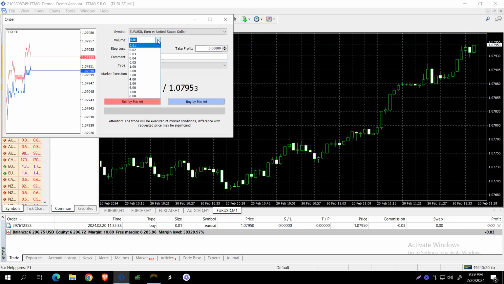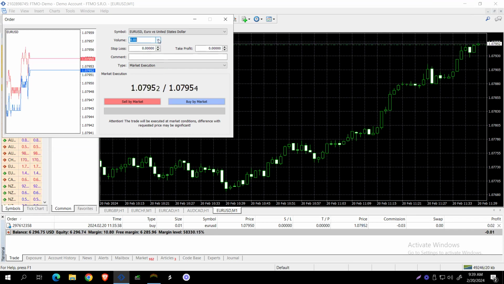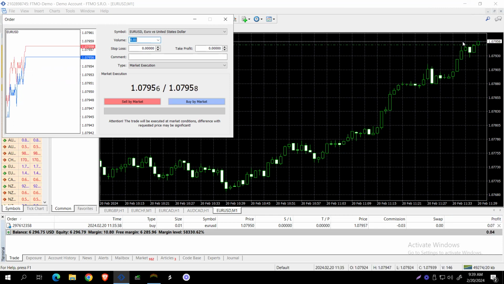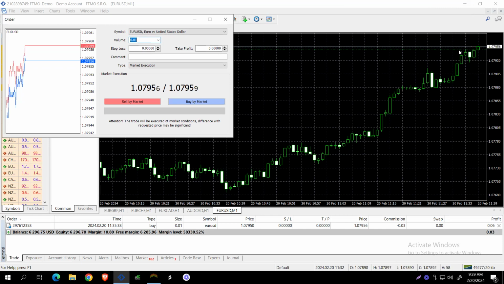So I can increase the volume if I want. But big volume means big profits, and it may also mean big loss. Now, if you notice, under our trade, you can see that we are now having a profit of 2 pips, which is 0.02, because the market has increased as we predicted.